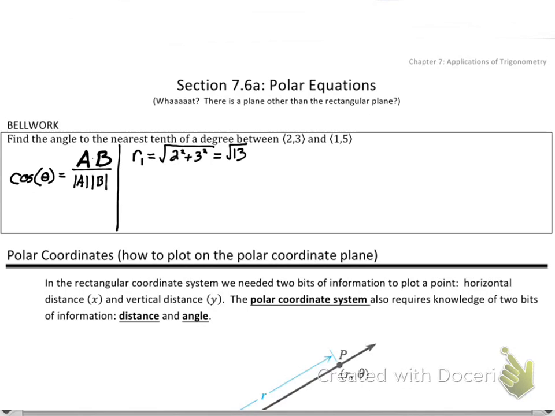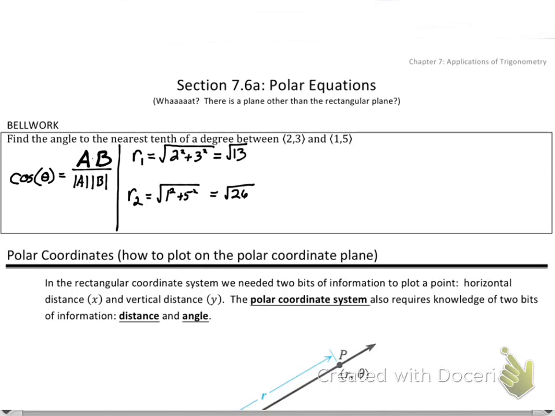My magnitude of vector 1, 5, I'm going to let R2 stand for that magnitude, is the same thing. It's the square root of A squared plus B squared. Our A is going to be 1. Our B is going to be 5. And that's going to equal the square root of 1 plus 25, which would be the square root of 26.